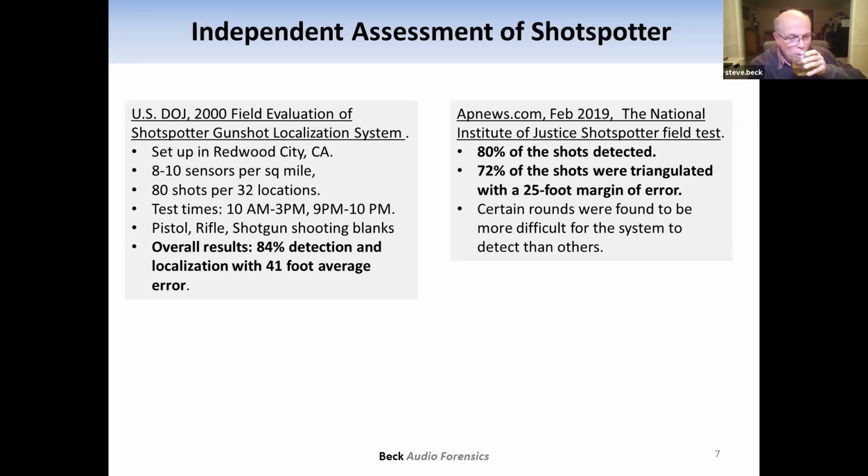Excuse me, living here in Central Texas, we have a lot of cedar pollen out right now. So I may have to take a sip of water every once in a while.